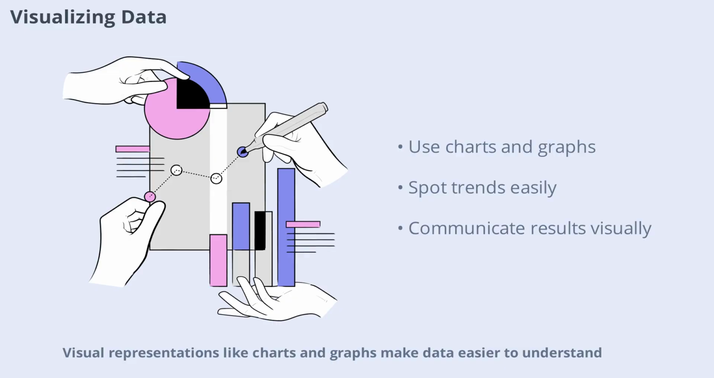Visual representations like charts and graphs make data easier to understand. Common tools include bar charts, line graphs, and pie charts. Visualization helps you spot patterns, outliers, and trends that might be hidden in raw numbers. It also makes your findings more accessible to others, especially those who aren't familiar with statistics.